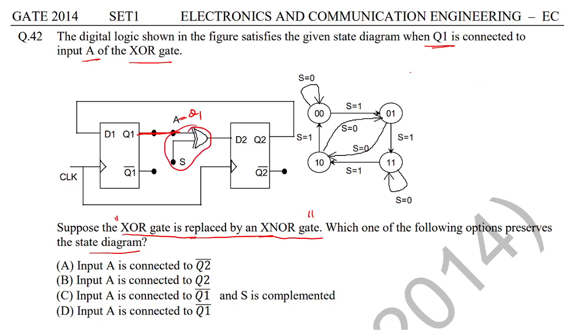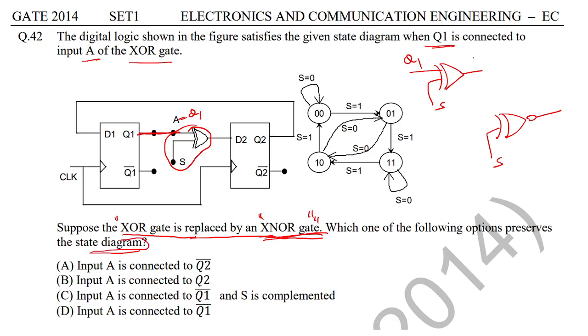Instead of XOR, this is Q1, there is going to be XNOR, right? That's what the statement says: the XOR gate is replaced by an XNOR gate, right? This is going to be S. Which one of the following options preserves the state diagram? Means there is no change.